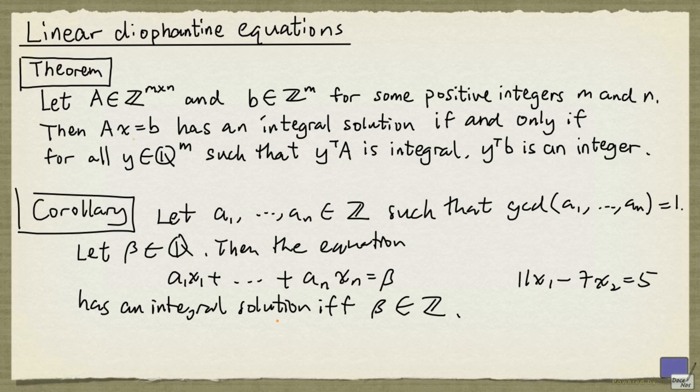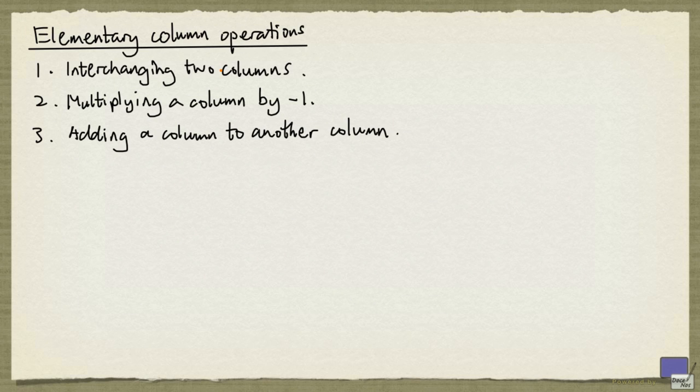We are not going to show the details of a proof of this theorem, but we'll see how one can actually solve a system of linear Diophantine equations. And once one understands the process involved, a proof can be extracted. So what we need here are elementary column operations. Say we want to solve the system Ax equal to B, where the entries of A and the entries of B are all integers. What we are allowed to do is interchange two columns of A, multiply a column of A by minus 1, and add a column of A to another column of A.